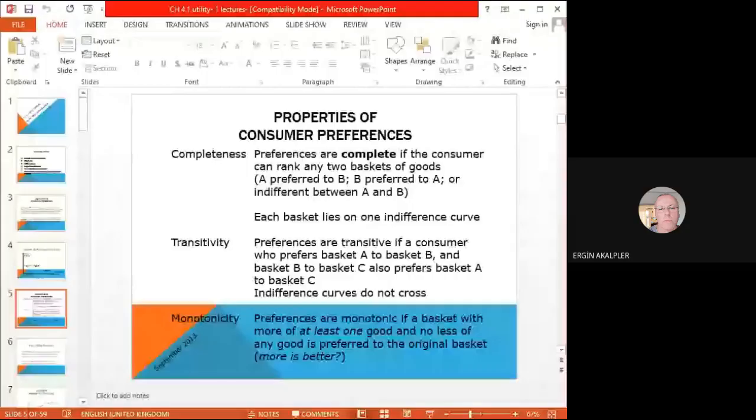And monotonicity is, of course, preferences are monotonic. If a basket with more of at least one good and no less of any good is preferred to the original basket, what is the better? More is better is our scenario and our preferences, as I mentioned to you. In a given bundle, we have to create the best possible option, which is offering us more from both, and is dependent on our preferences.